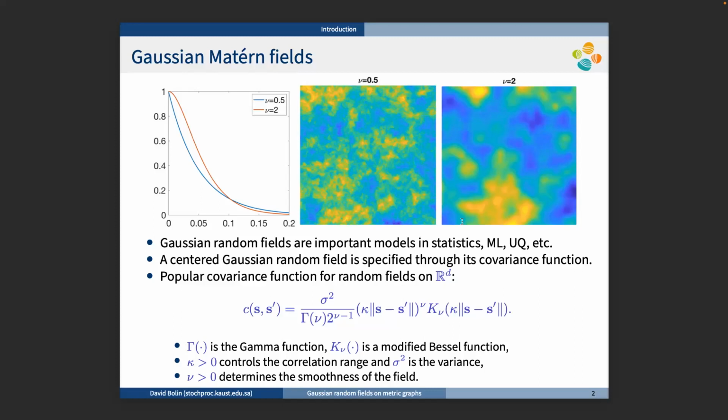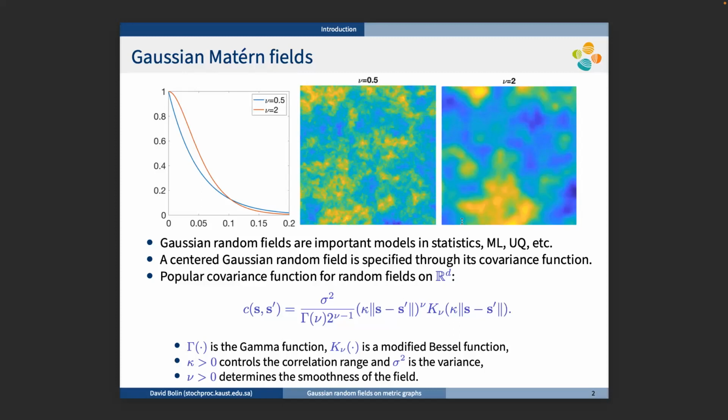So this is a Gaussian process specified by a covariance function. That's the form that you see here, and you also see some simulations of this process in 2D with different values of the smoothness parameter. This is a popular model because it essentially has three parameters that specify the important characteristics of the process, namely sample path regularity through the smoothness parameter, practical correlation range, and variance.